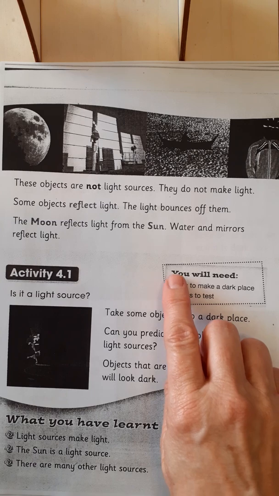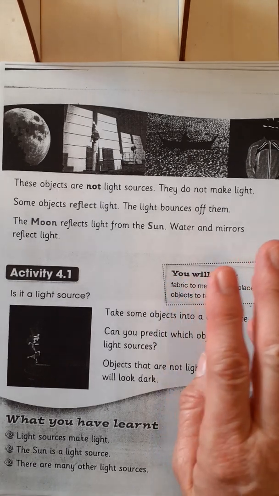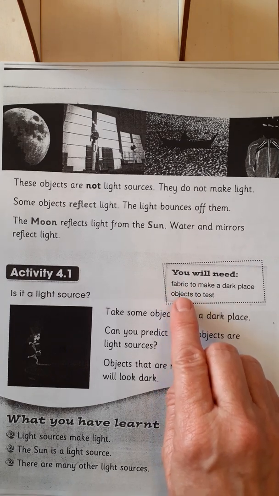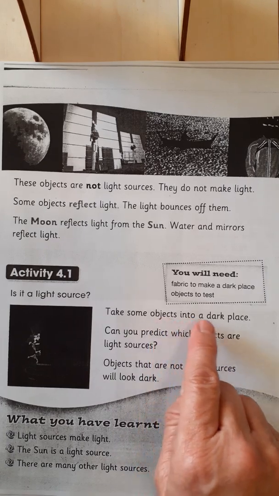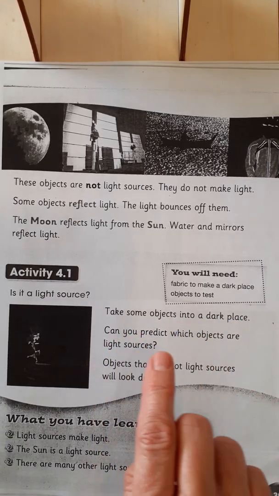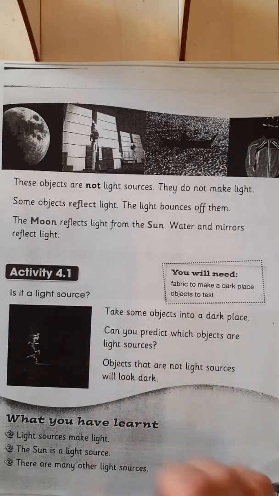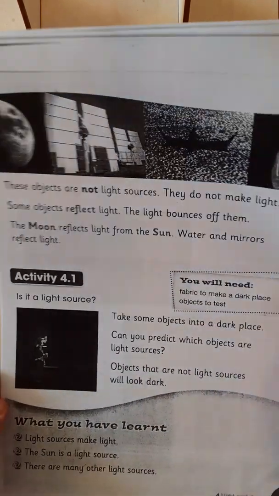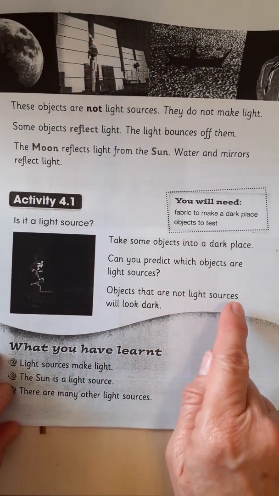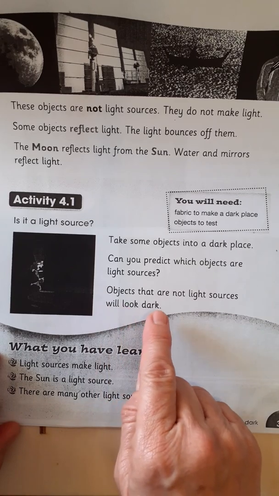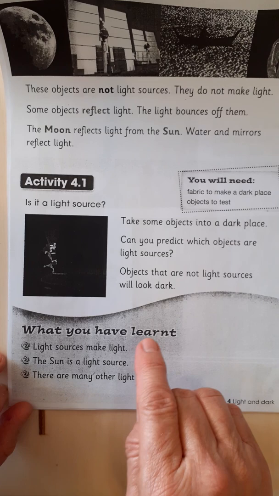All right. You will need fabric to make a dark place. You can just close the curtains in your room, and objects to test. Take some objects into a dark place. Can you predict which objects are light sources? Objects that are not light sources will look dark. Okay? What have you learned?